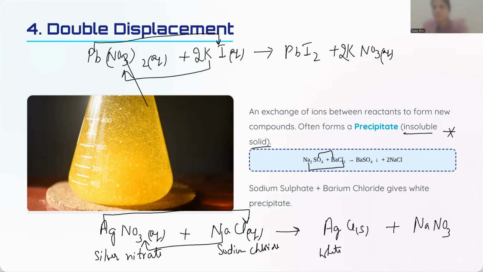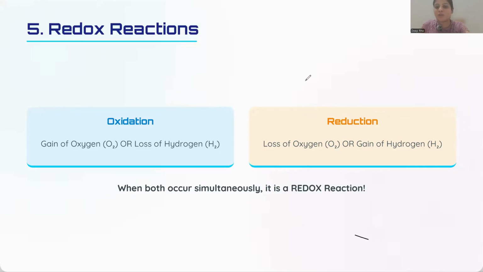Let's do the last type of reaction, redox reaction. First of all, to understand these reactions, you must know what oxidation is. Oxidation is gain of oxygen, loss of hydrogen. Reduction is the opposite: loss of oxygen, gain of hydrogen. When reduction and oxidation occur simultaneously, RED means reduction, OX means oxidation, these reactions are called redox reactions.